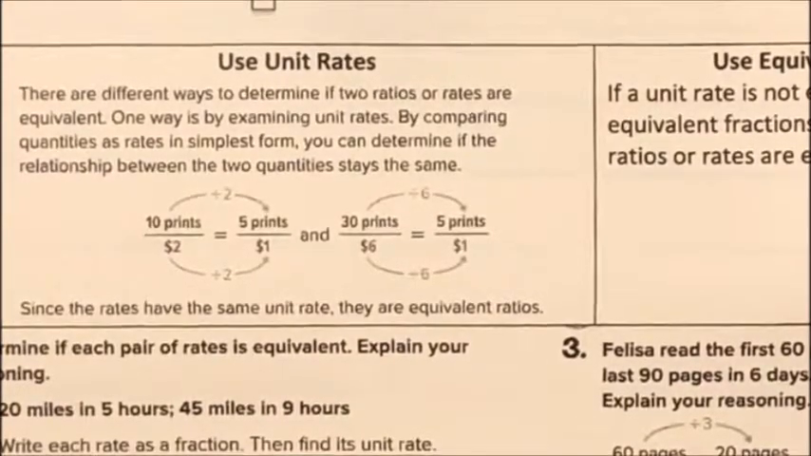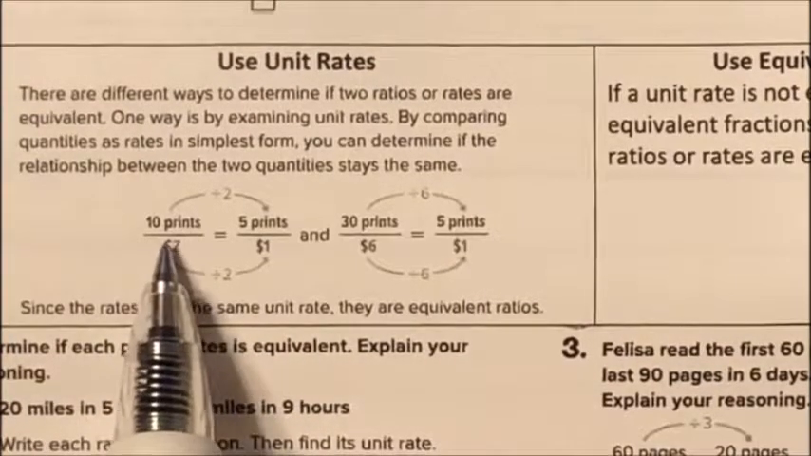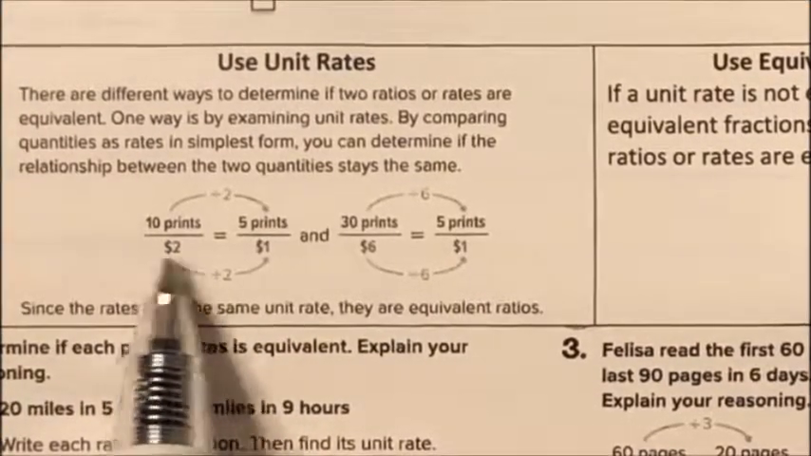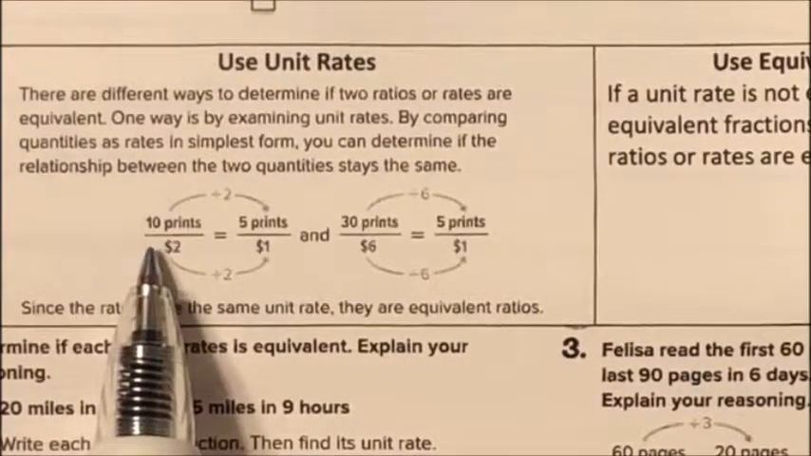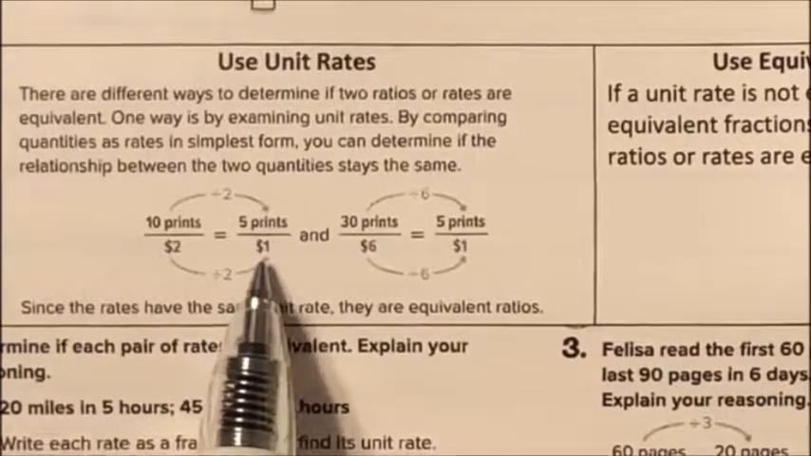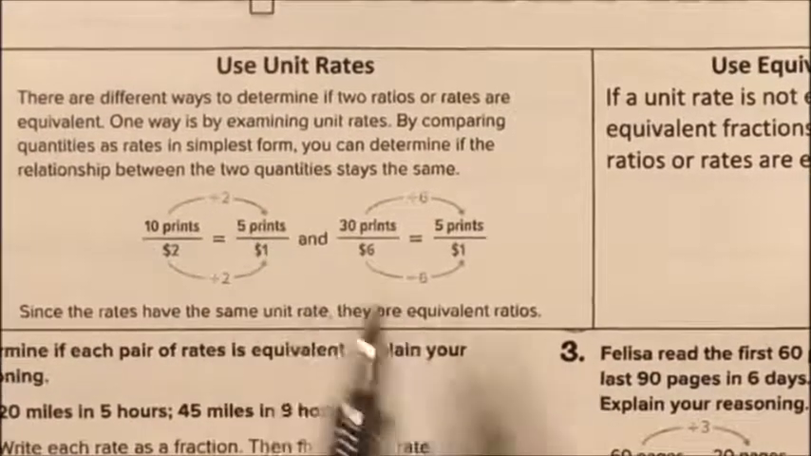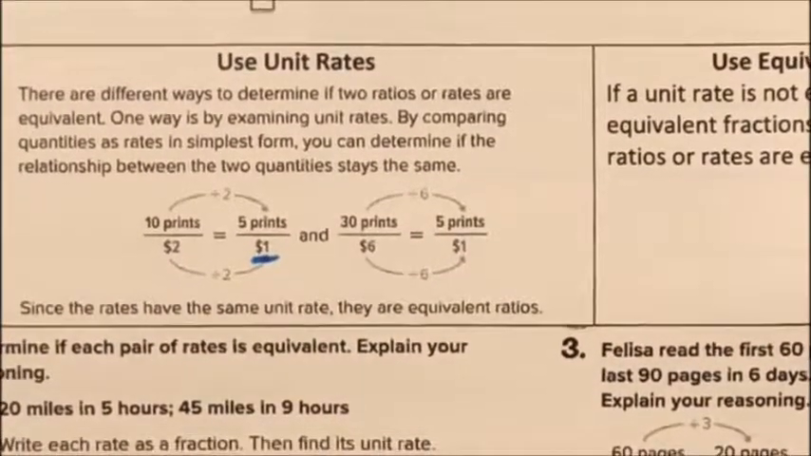By comparing quantities as rates in simplest form, you can determine if the relationship between the two quantities stays the same. If I'm looking at the two examples they give me, I'm comparing 10 prints to $2 and 30 prints to $6, right? So I can divide 10 by 2 to get 5 and 2 divided by 2 to get 1. This gives me a unit rate. Remember, unit rates have to have that 1 in the denominator.